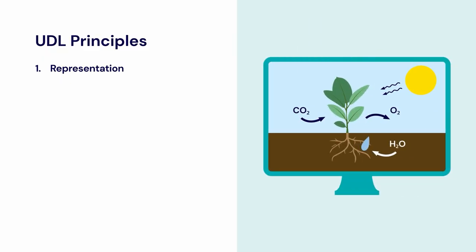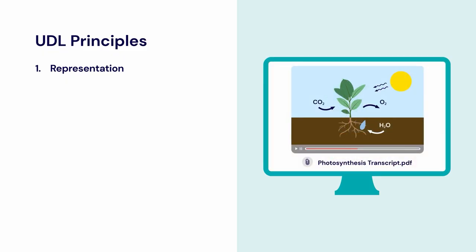Consider an online biology class learning about photosynthesis. A traditional approach to teaching this subject might be to deliver a video lecture describing photosynthesis and showing a static diagram of the process. An approach that applies the UDL principle of representation presents the material in a variety of forms. In other words, in multiple representations. The instructor might still deliver a video lecture, but they also provide a transcript of the video lecture so learners can read along or read at their own pace.